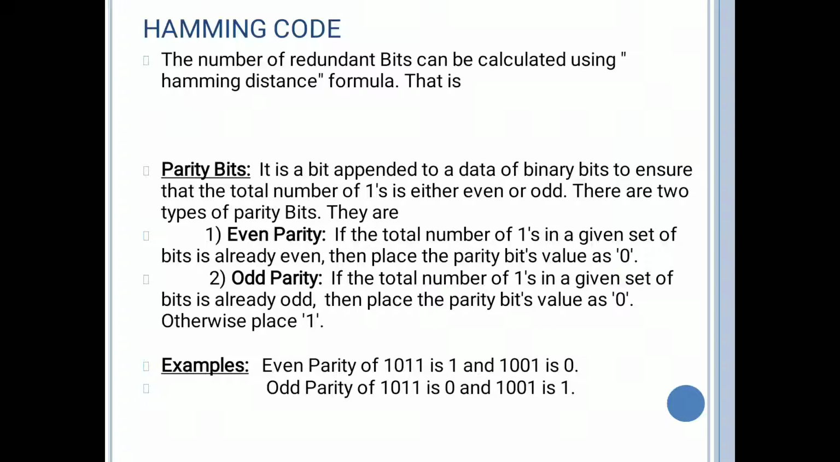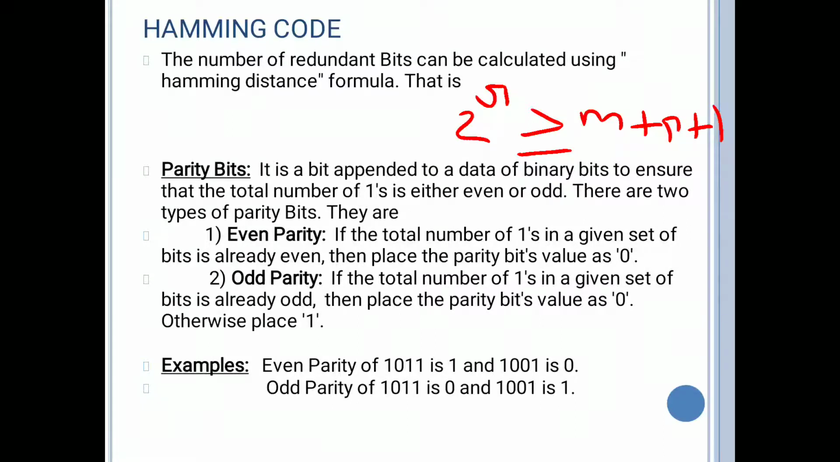Hamming distance formula. So what is this formula? 2 to the power of r greater than or equal to m plus r plus 1. This is the Hamming distance formula which is used to find the value of redundant bits r. Here r is the number of redundant bits, and m is the number of bits in the original data. By using this formula we will find how many redundant bits are added to the original data.